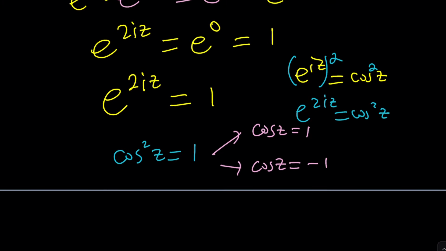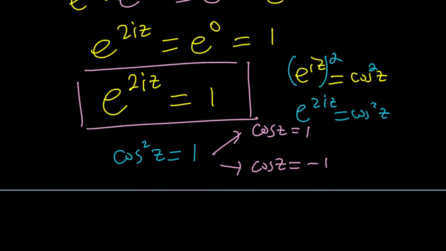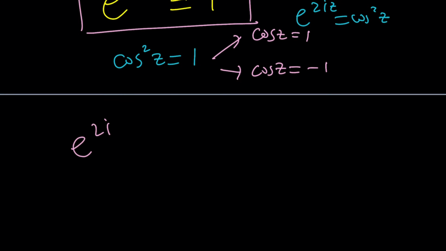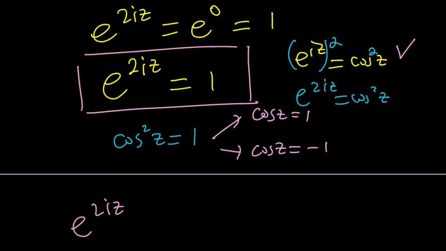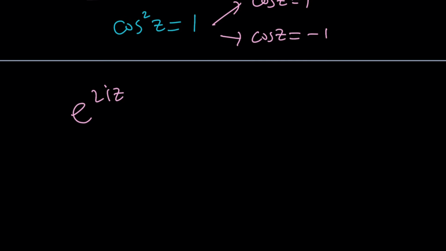After this, we got e to the 2iz equals 1. And the normal method, you're more than welcome to use it. This is kind of nice because we're not using an identity, but we're using what's given in the problem, right? Makes sense? Cool.